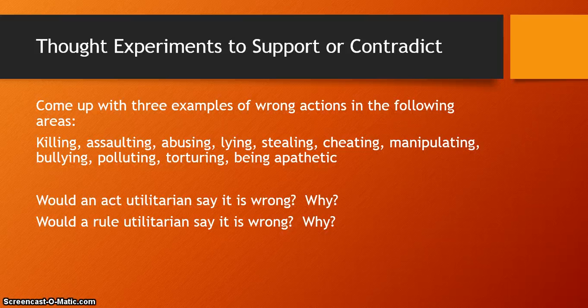Okay, so we've talked a lot about utilitarianism, different types of utilitarianism, different interpretations of utilitarianism. Now it's time to put this knowledge into practice. Please try to come up with 3 examples of wrong actions in the following areas: killing, assaulting, abusing, lying, stealing, cheating, manipulating, bullying, polluting, torturing, being apathetic. Of course, these are not so nice things to think about, but it's helpful to clarify this theory.